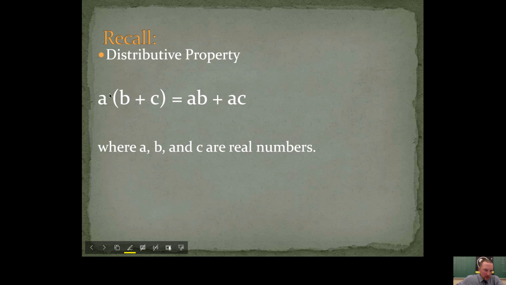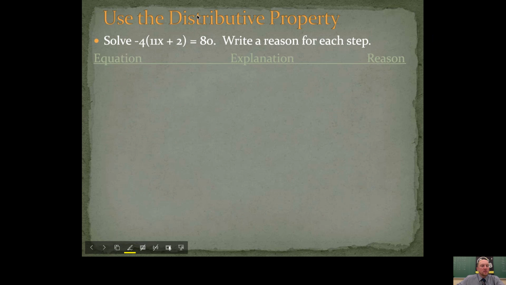A lot of times in class, we'll show it like this. Distribute that A over the quantity B plus C. We're reviewing that because in this particular problem, we have to use the distributive property. So we're going to solve this equation and write a reason for each step.